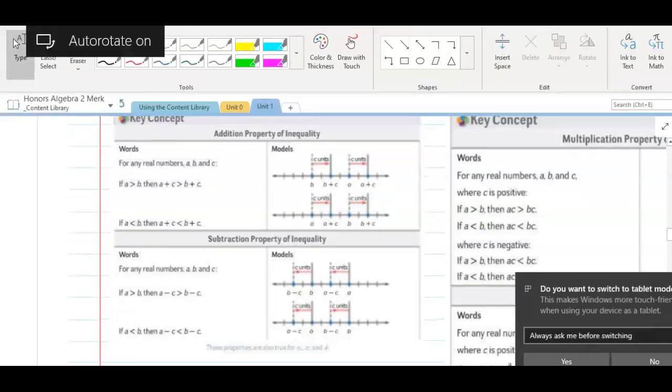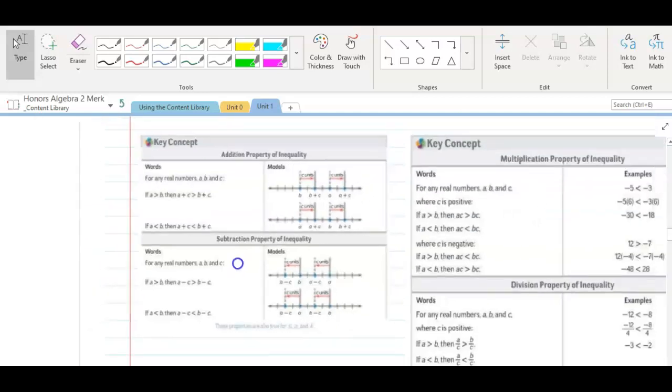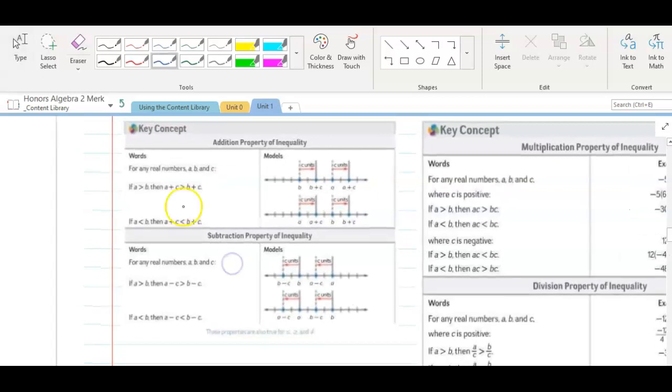The second part of step 2 talks about solving inequalities, and there's really not a big difference between the two, except instead of the equal sign we have the inequality symbol to take into consideration. The first thing I want to point out to you is this key concept here on the left.